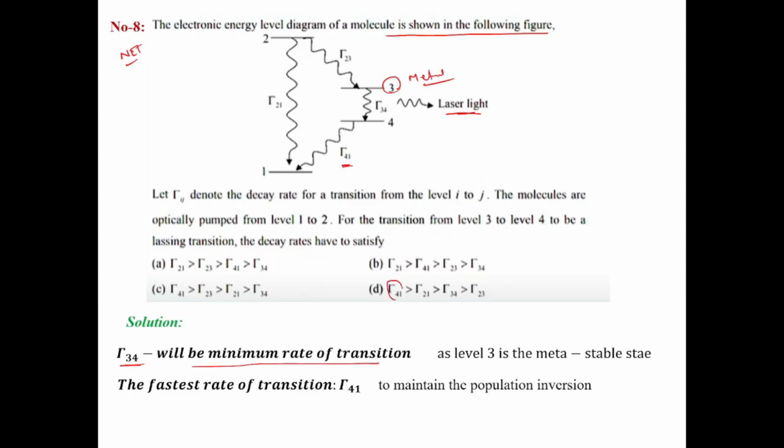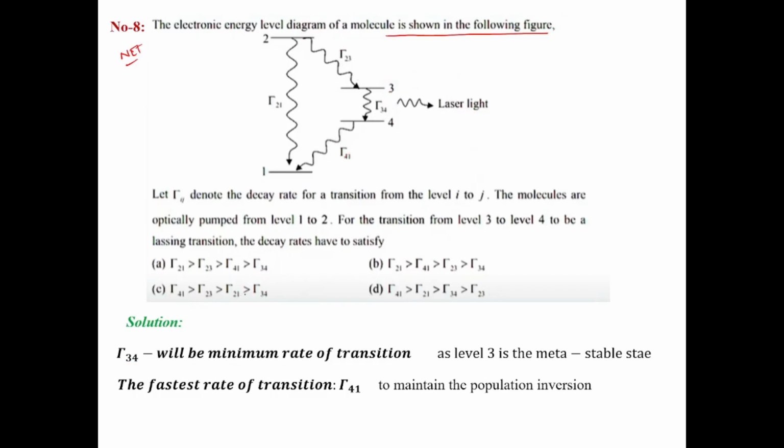This is the faster one, but here the last one should be 3 to 4, so this option cannot be accepted. 4 to 1 should be faster, and 3 to 4 should be slower. Then the 2 to 3 transition should be the second fastest. 4 to 1 should be fastest, then 2 to 3, and 2 to 1 is the third fastest transition, and the slowest rate transition is your gamma 3 to 4.